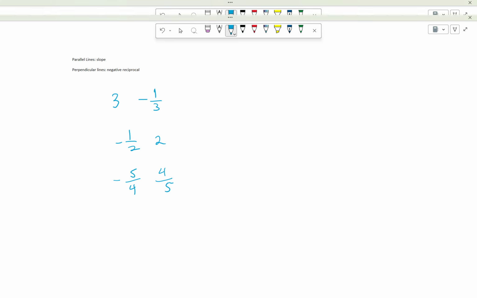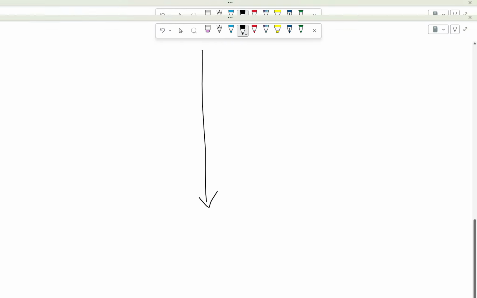All right. So next problem that you guys are going to get, we're going to determine if two lines are going to be parallel or perpendicular or what the relationship is going to be. All right. So let's graph these things in a coordinate plane. Give me just a moment.